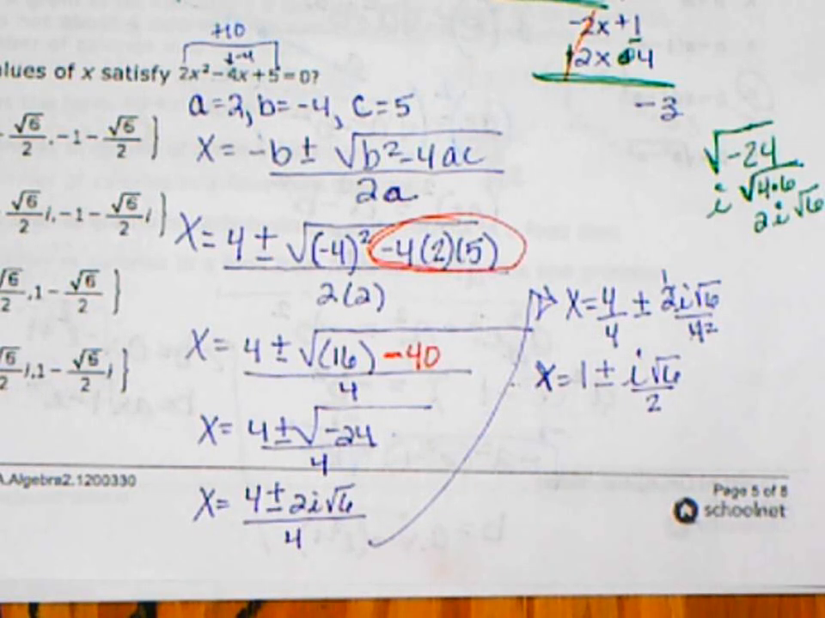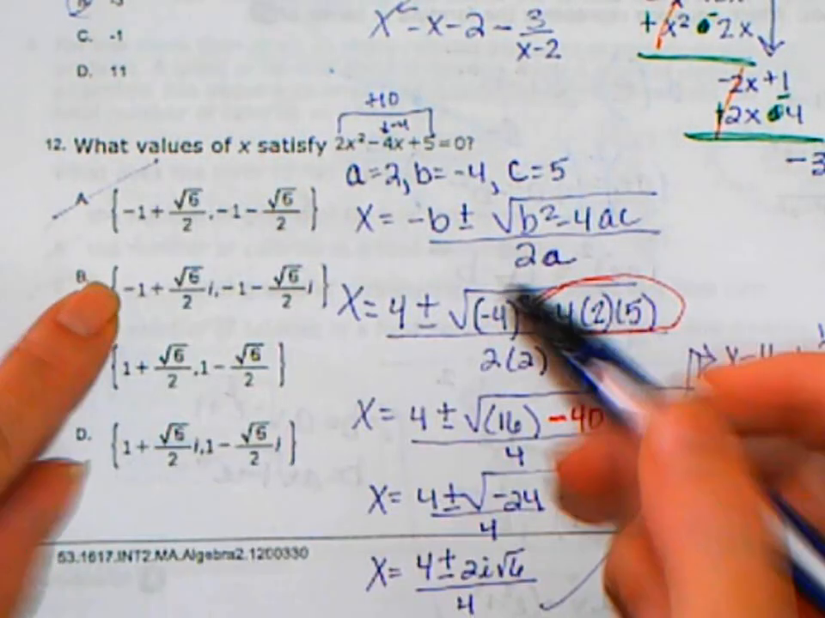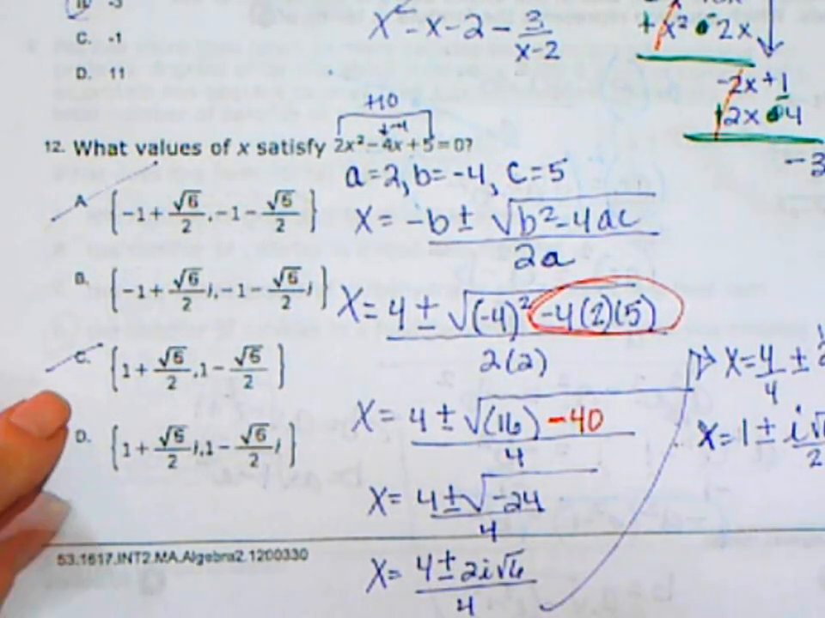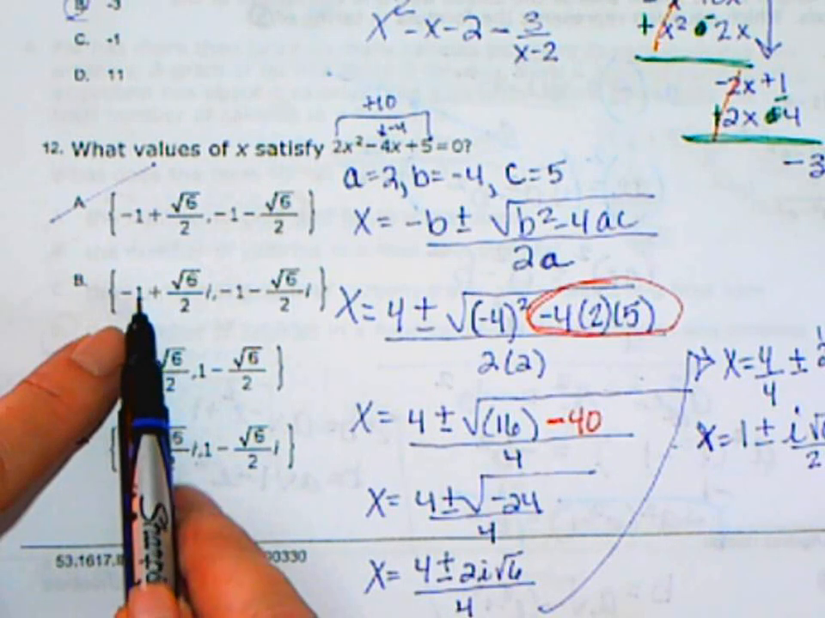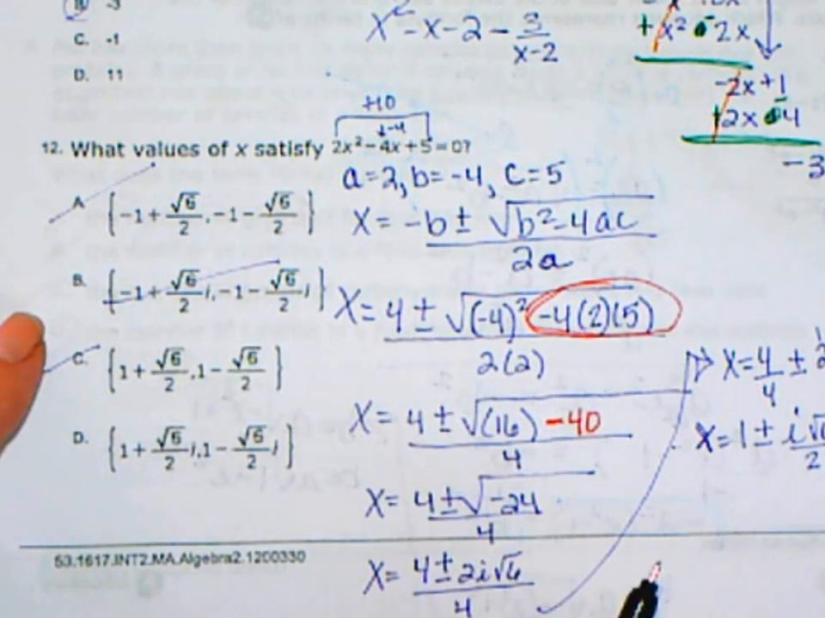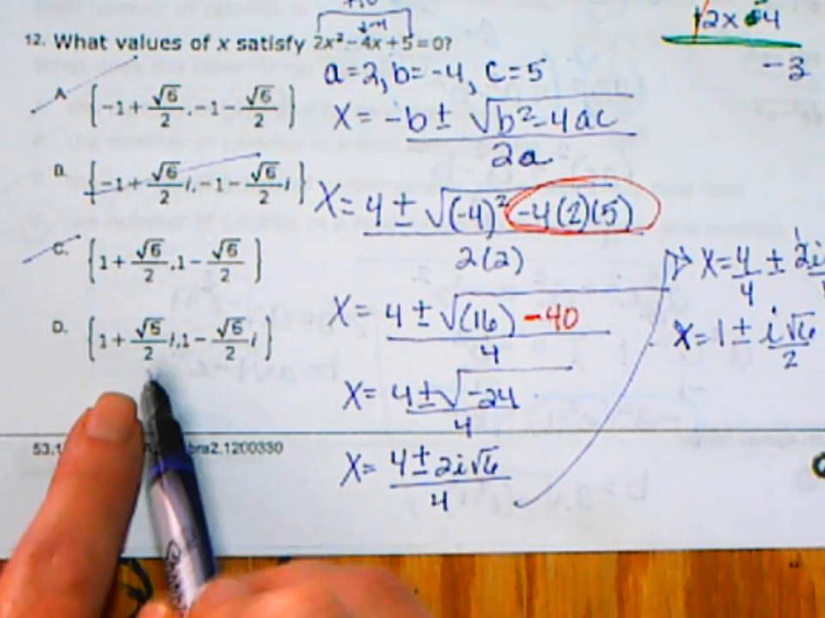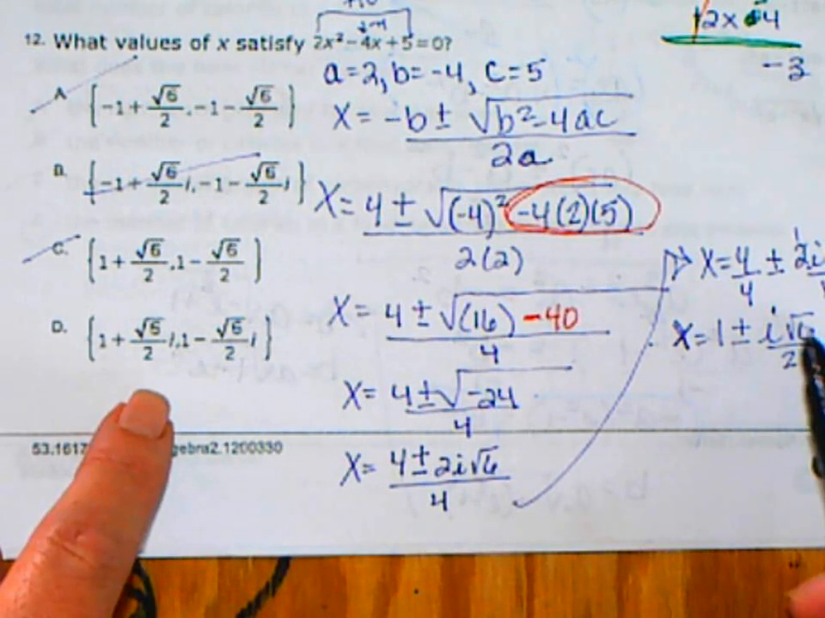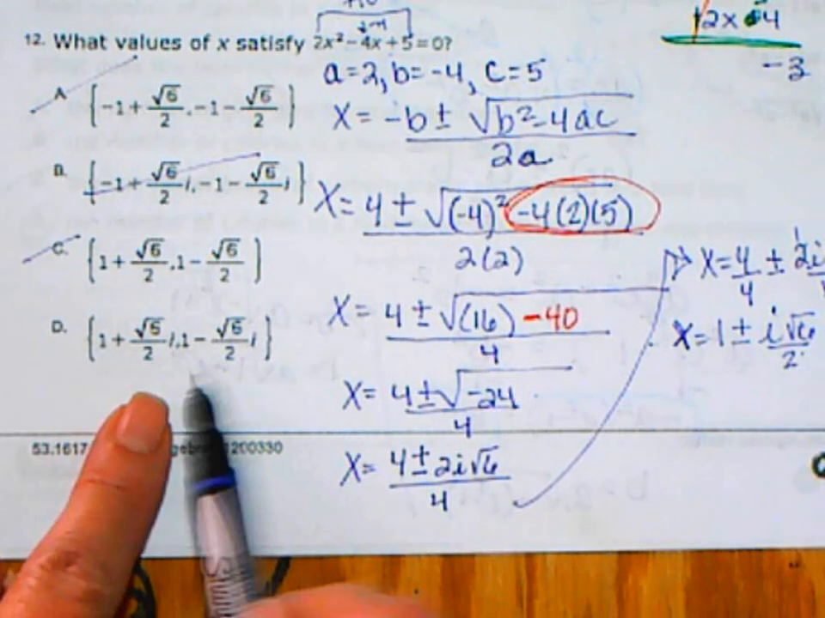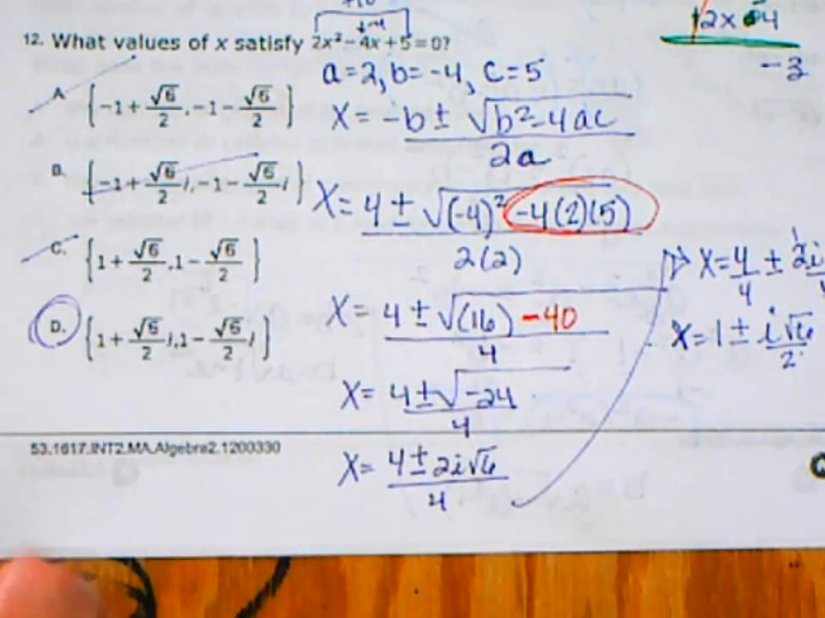Now, if you look at your answer choices, A, there's no i's at all, so we know it can't be A. And for C, there's no i's at all, so it can't be C. B is -1, so it can't be that. So we're thinking it should be D, but let's just double check, make sure we didn't cross out something that we shouldn't have. 1 plus the square root of 6 over 2i, and 1 minus the square root of 6 over 2i. Does that mean the same thing as the way I wrote it with the i to the left of the radical? Yeah, I don't like it written like that, but they do, and that's okay. You can see it either way. So D is my answer.